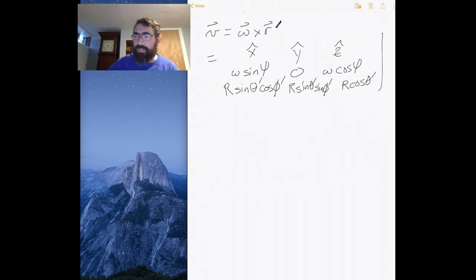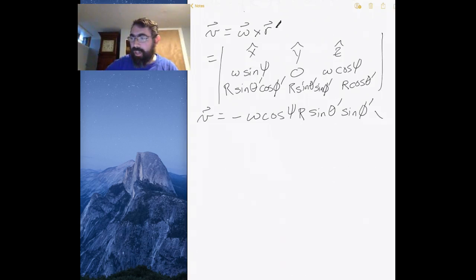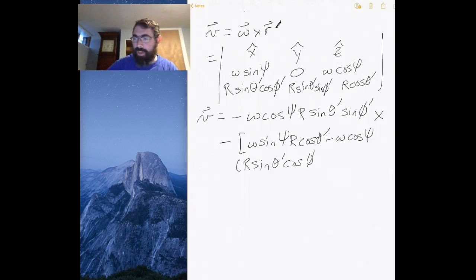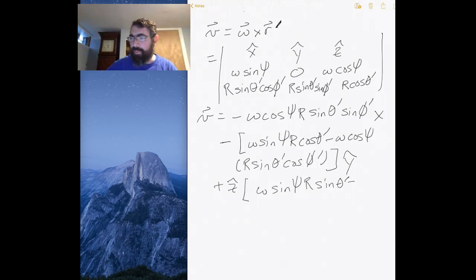Okay, so let's work that out now. So v becomes, if I take the determinant, minus omega cosine psi R sine theta prime sine phi prime in the x direction, minus omega sine psi R cosine theta prime minus omega cosine psi times R sine theta prime cosine phi prime, all of that in the y direction, and then plus in the z direction, omega sine psi R sine theta prime sine phi prime.